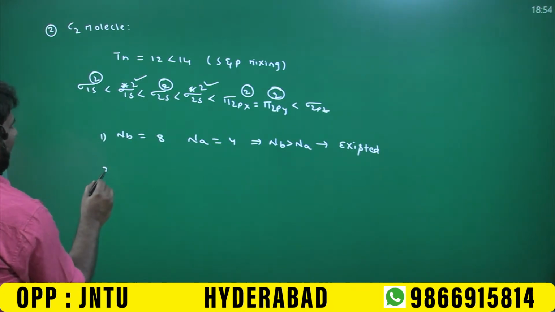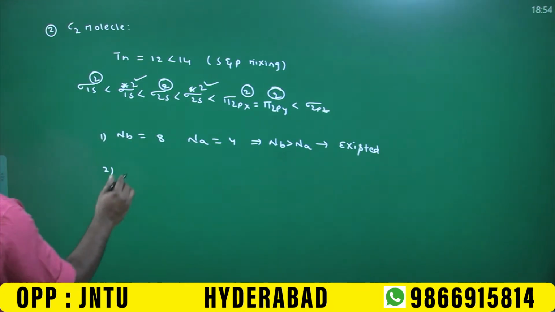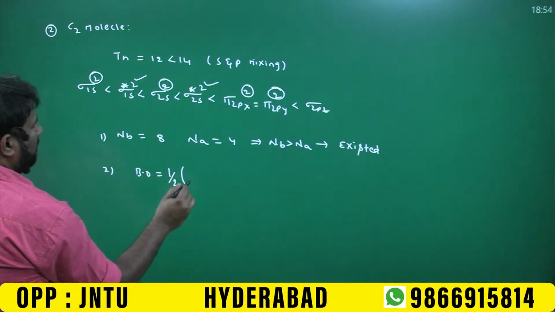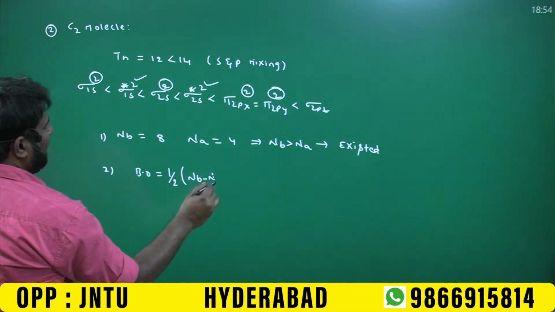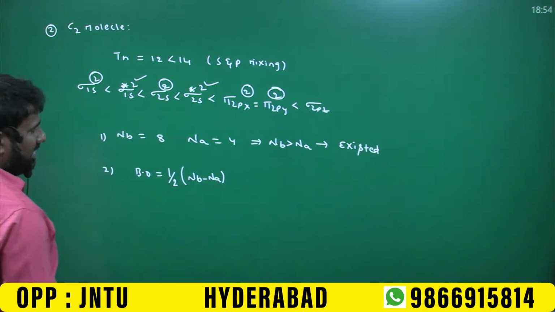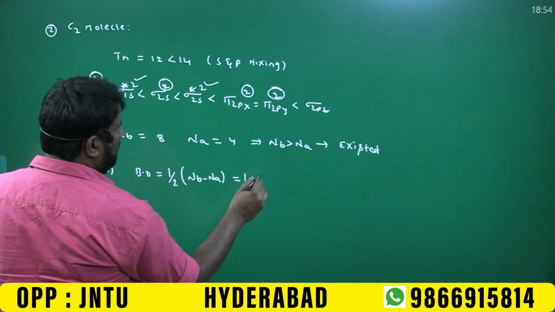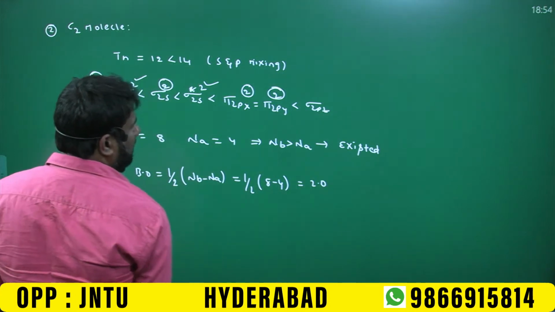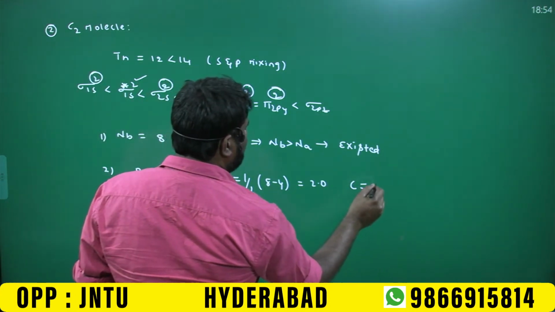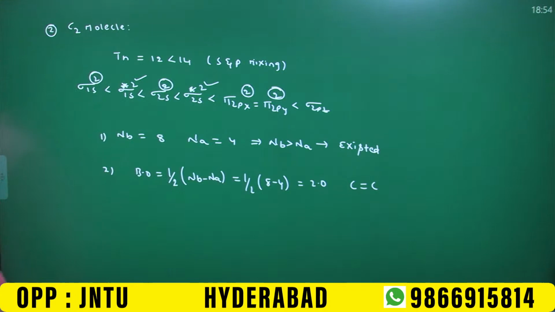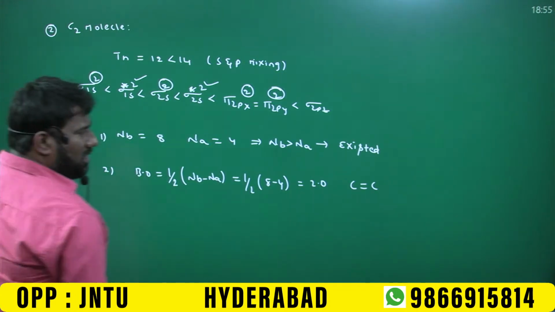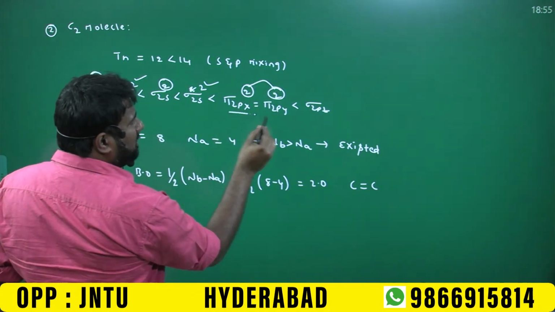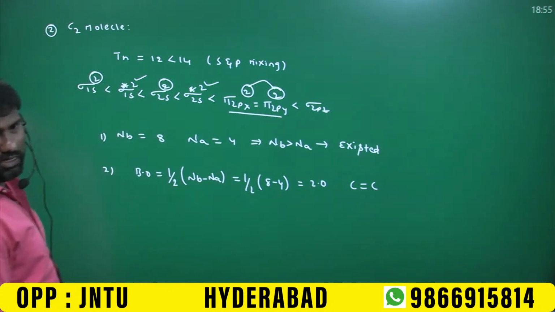Coming to the second case, the bond order. Bond order equals, what is the formula we gave? 1 by 2 into NB minus NA. That means 1 by 2 times 8 minus 4, that is 2.0. That means C double bond C. Remember, these two bond pairs are nothing but pi bonds, in pi bonding molecular orbitals.